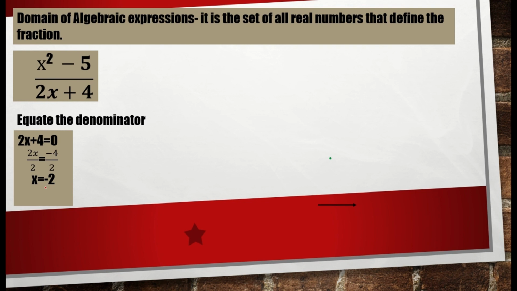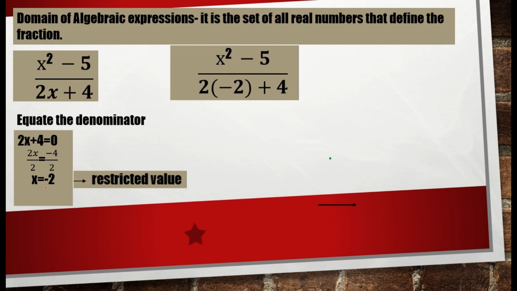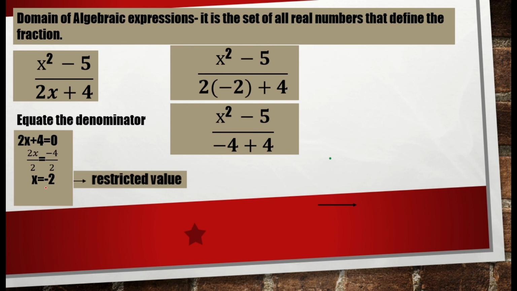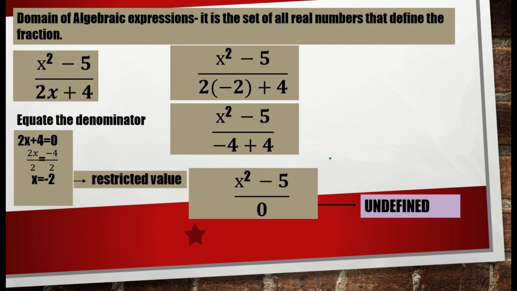Now we will check if our expression is magiging undefined. Substitute natin yung value ng x doon sa ating denominator. So yung x dyan, lagyan natin ng negative 2. Okay, so 2 times negative 2, the answer is negative 4. Negative 4 plus 4, therefore the answer is 0. Okay, that is undefined. So the domain of our algebraic expression is x such that x is not equal to negative 2.